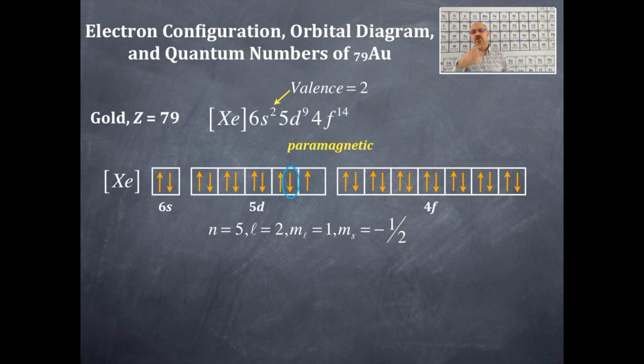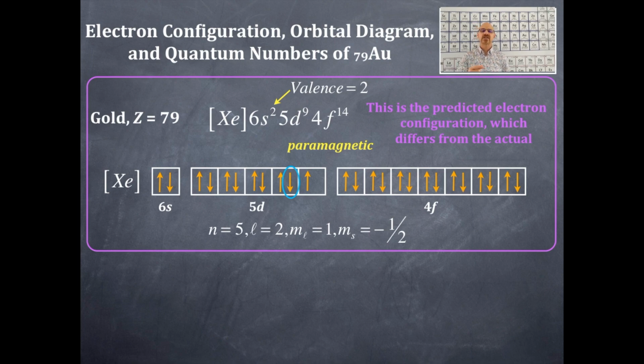Now, look at gold, look where it is on the periodic table, and think to yourself, have we done copper's electron configuration? Yes, we have. We haven't done silver's, but copper, silver, and gold share something in common. And that is, this is the predicted electron configuration, which differs from the actual electron configuration. So what I want you to do is look at gold's predicted electron configuration and copper's predicted electron configuration and figure out how you solve this and make this into the actual electron configuration.